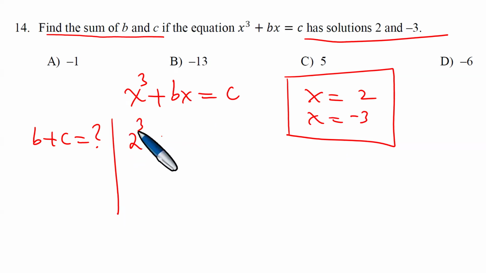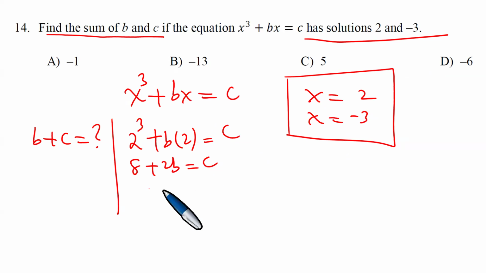So you can put 2 cubed plus b times 2, because a solution is a value of x. The equation has solutions, these are values of x. The solutions are 2 of them. So what is 2 to the 3? It is 8, plus 2b equals c.